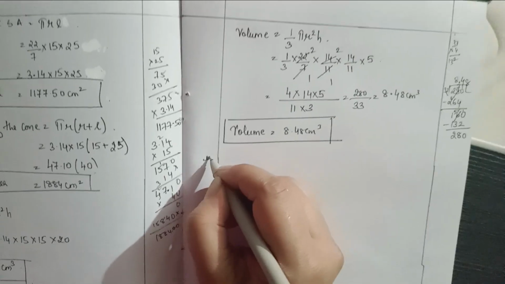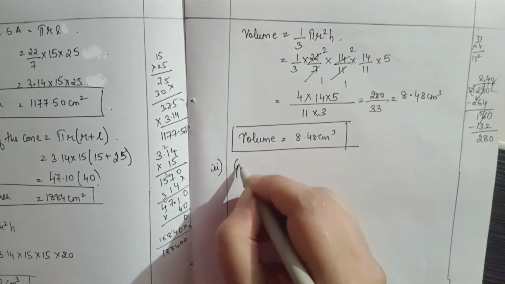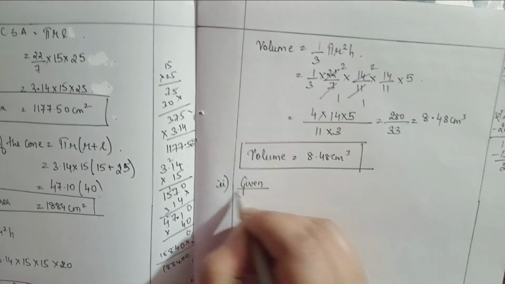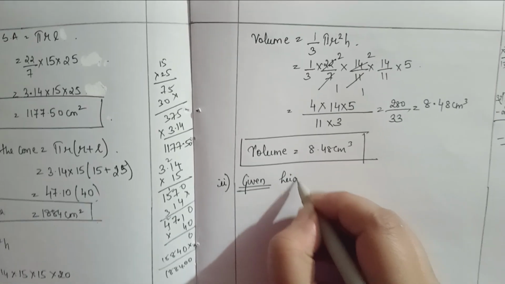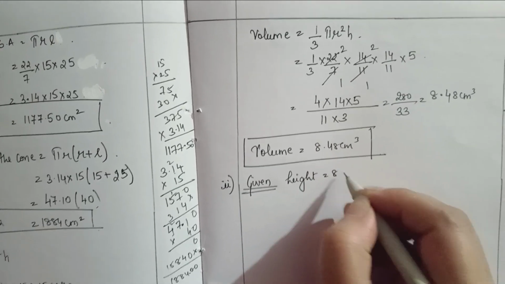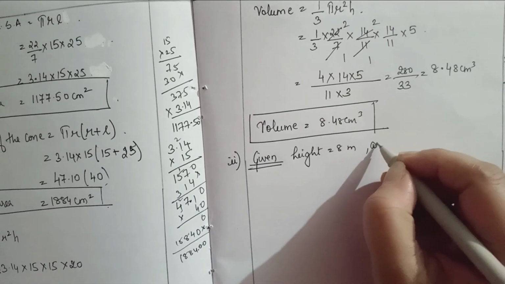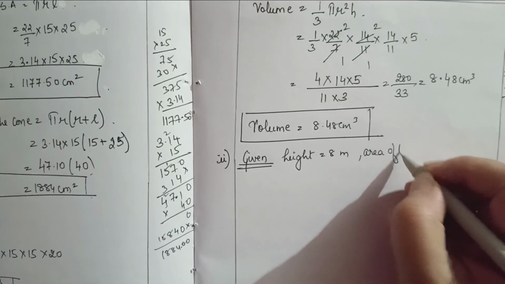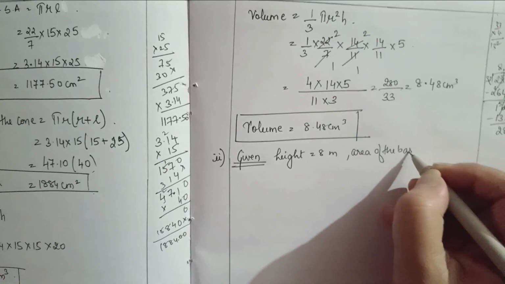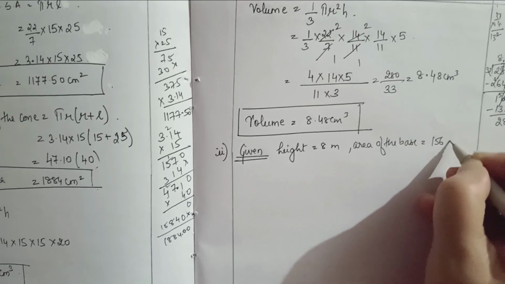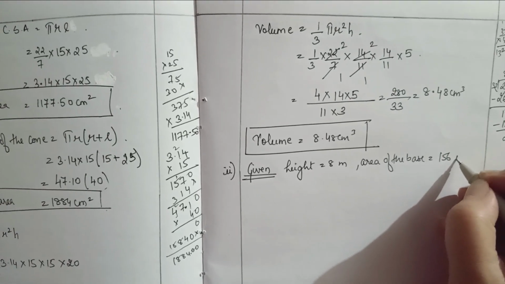So the second one they have given is height is equal to 8 meters. Area of the base is given is equal to 156 meter square.